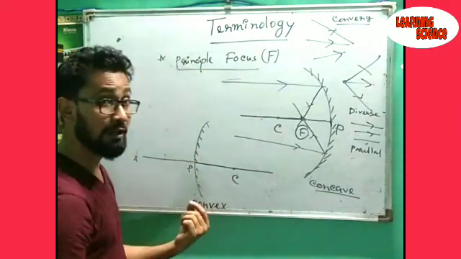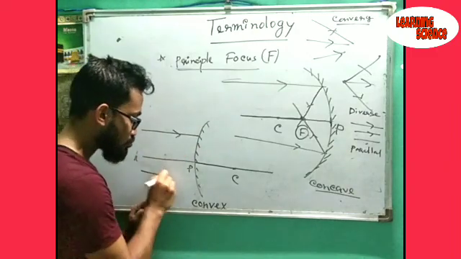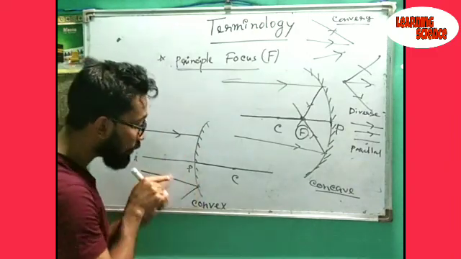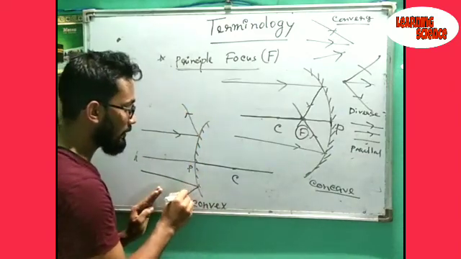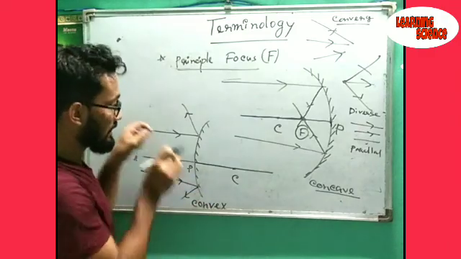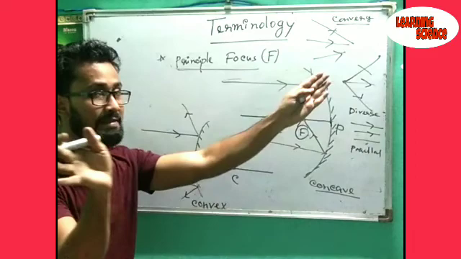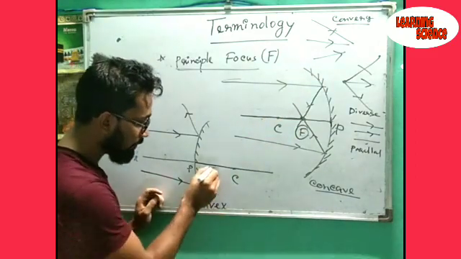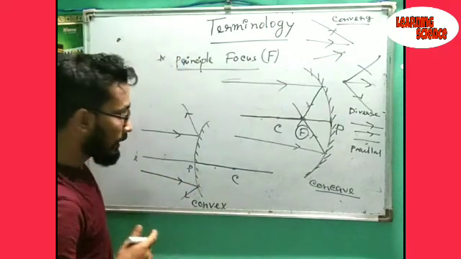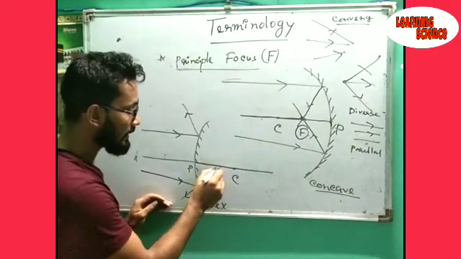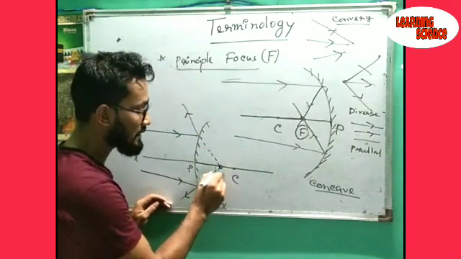Now let's take the example of a convex mirror. What happens if the light rays fall on it? A convex mirror has a tendency to diverge light rays. After falling on the mirror, they will diverge and scatter away. These rays will never meet each other, they keep going away. So if an observer sees this, he will think the rays are coming out from a point behind the mirror. That point is the principal focus.